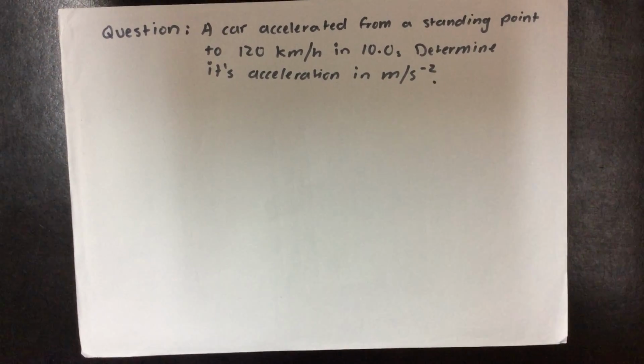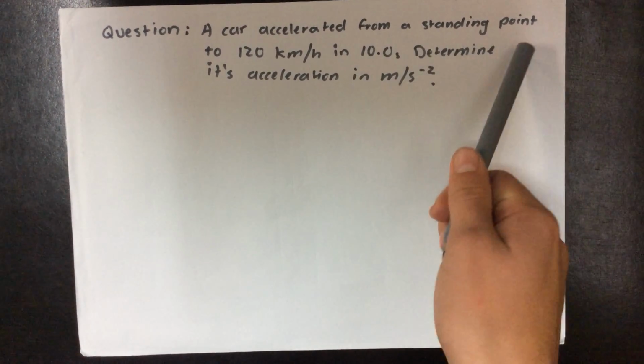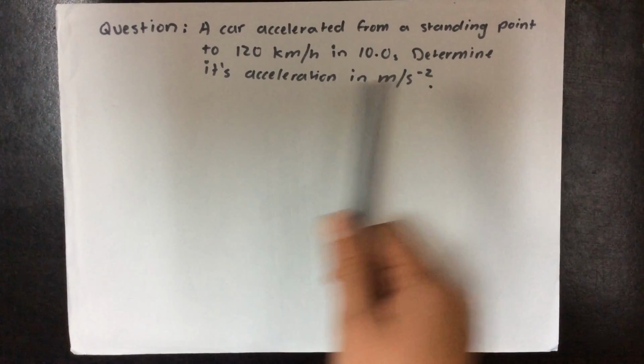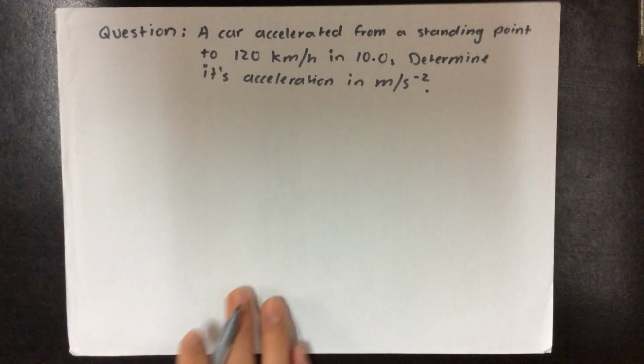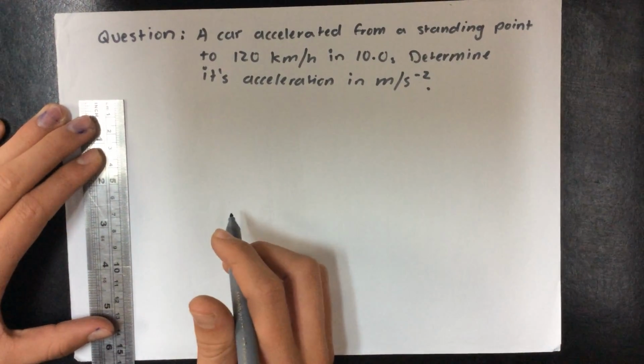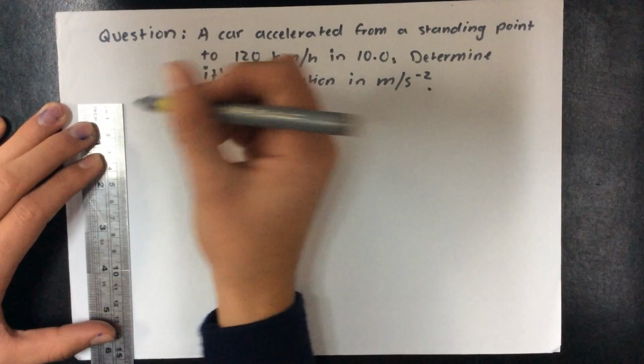So the question is, a car accelerated from a standing point to 120 kilometers per hour in 10 seconds. Determine its acceleration in meters per second squared. So what I'd suggest is that you draw up a graph first.